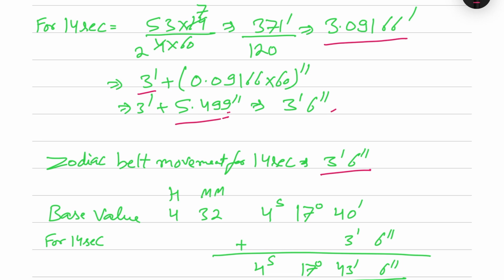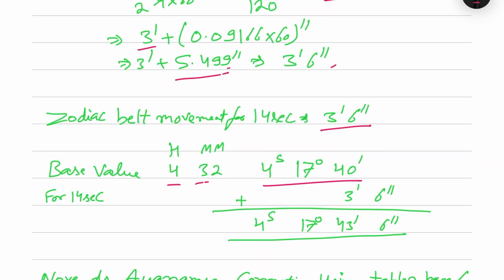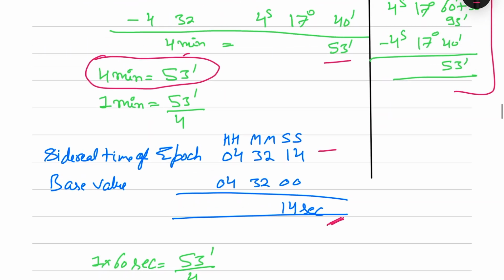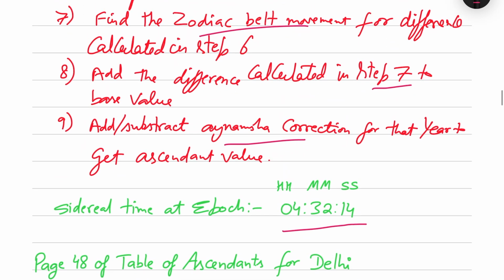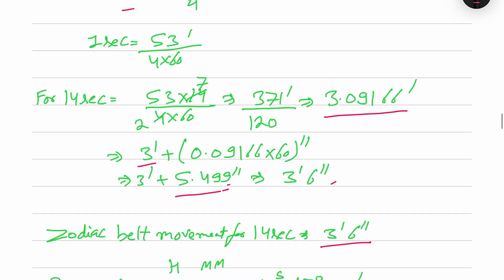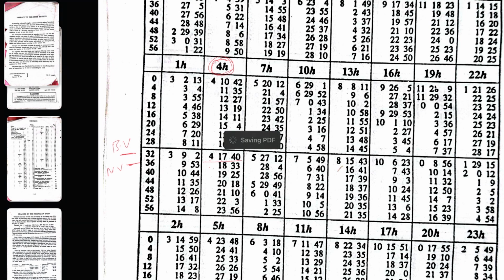So our base value for 4 hours 32 minutes is this. In this we added the correction for 14 seconds. It is 4 sign 17 degrees 43 arc minutes and 6 arc seconds. After this, the next step was to do the Ayanamsha correction for that year. The correction is again present in the table of ascendant.